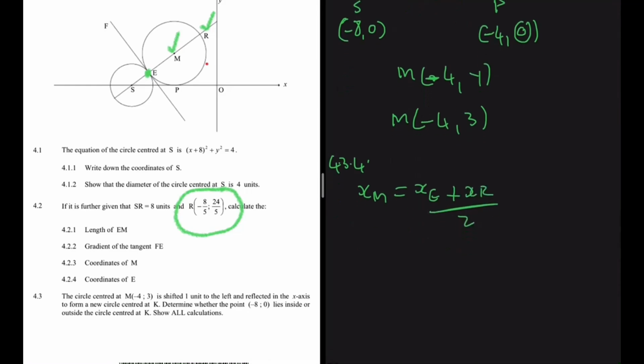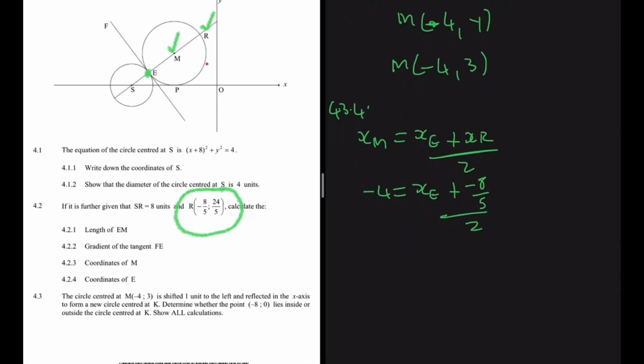But we know x of M fully well. That is minus 4, right? So we have minus 4 being x of E plus x of R. X of R is minus 8 divided by 5, right? And then everything divided by 2. You cross multiply, you get minus 8 is equals to x of E minus 8 divided by 5.